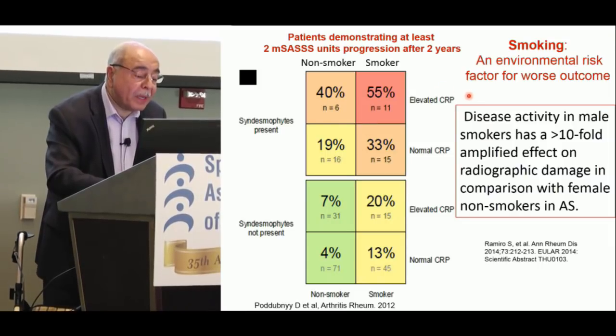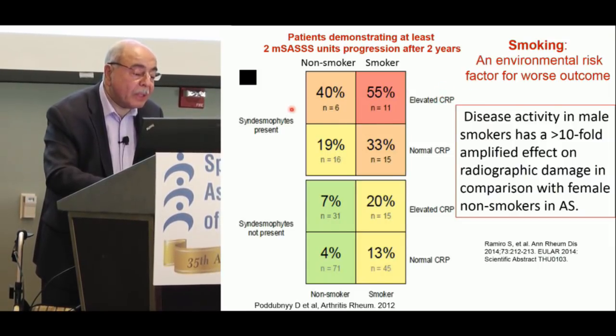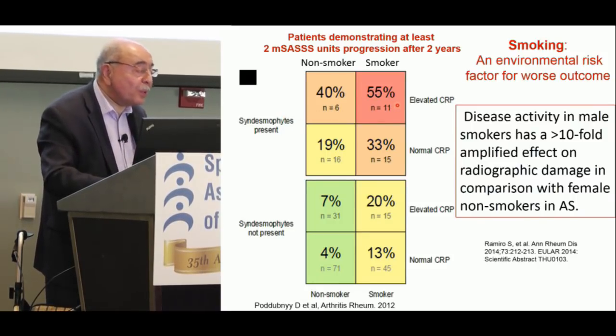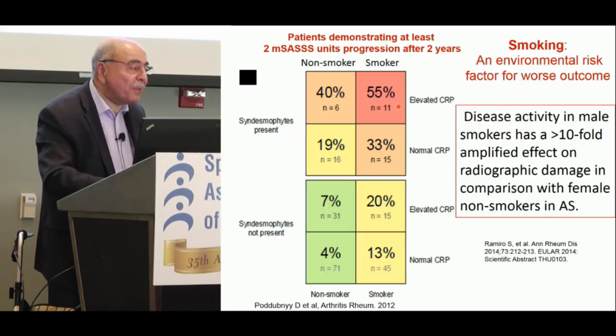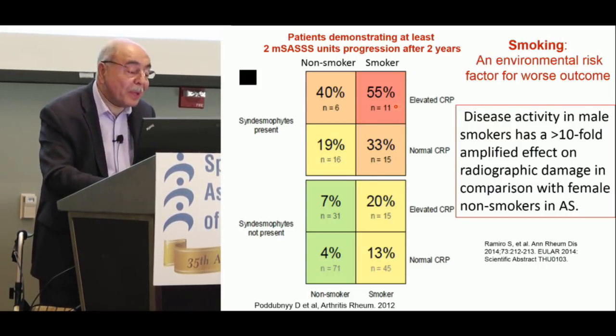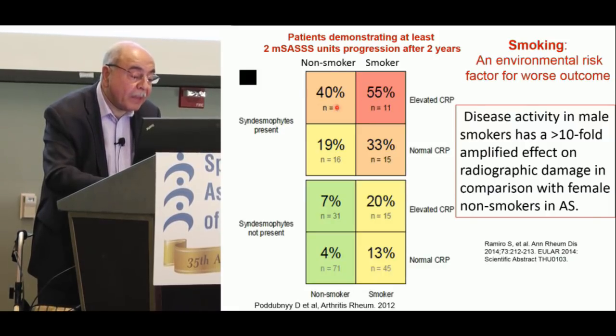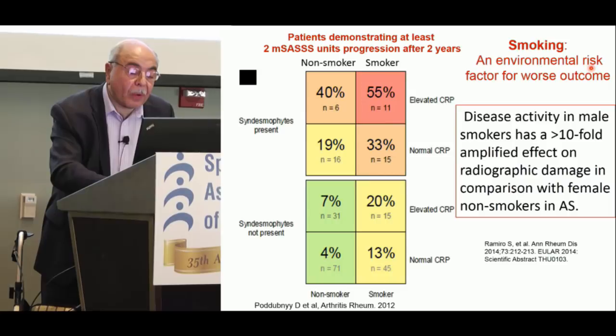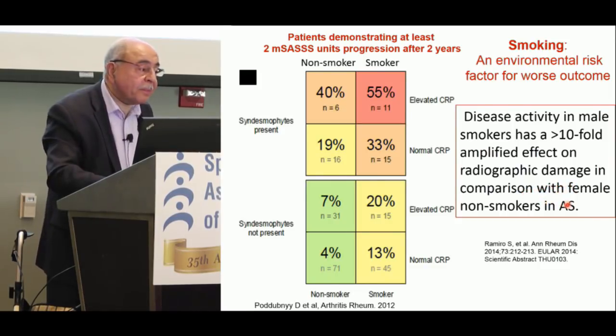What if you have elevated CRP and you already have syndesmophytes? If you are a smoker, there is a 55% chance over 2 years you will progress. That means a very severe, rapid progression. In only 2 years you are showing more and more bony bridging. And if you are a non-smoker, 40%. So smoking is an environmental risk factor for worse outcome. And disease activity in male smokers has at least a 10-fold amplified effect on X-ray damage in comparison with female non-smokers in AS.